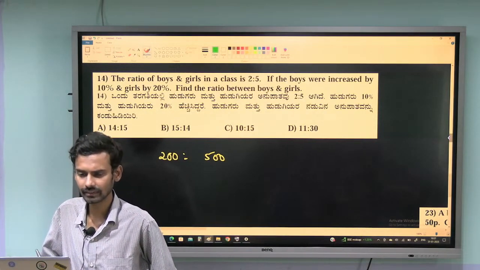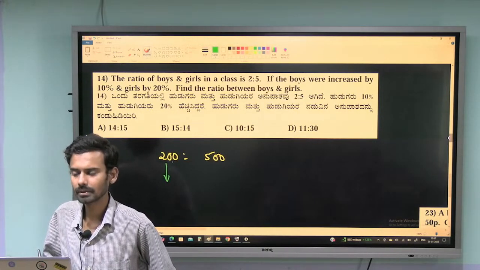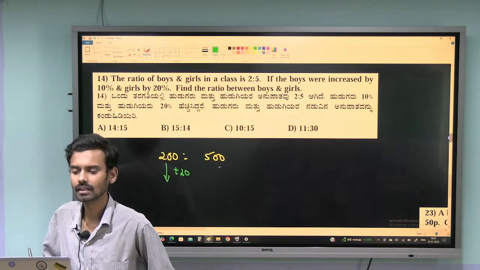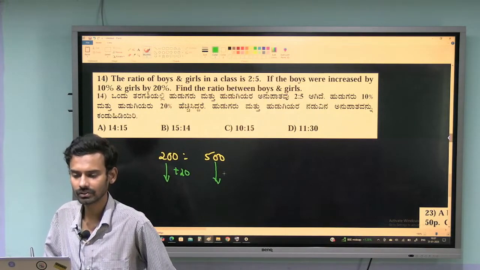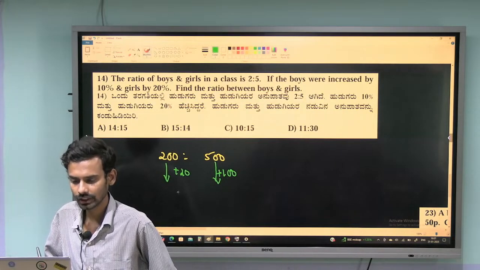Okay, okay. I will give you one more question similar to this. So boys are increased by 10%. So 10% of 200 is 20, so plus 20. Then girls are increased by 20%. 10% of 500 will be 50, so 20% will be 100. So the increase is plus. So here you are getting 120 is to 600.